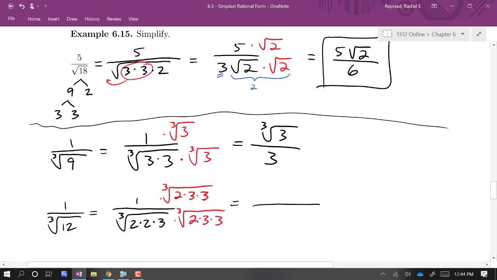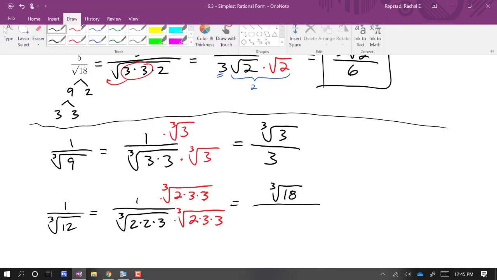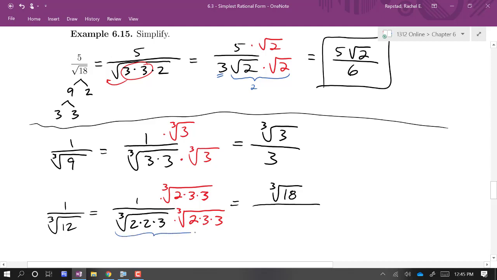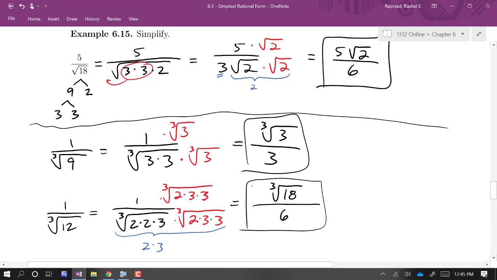So up top, 2 times 3 times 3 is 18. So I got the cube root of 18 divided by 3 times 3, let's see, I got 3 2's and 3 3's, so that's 2 times 3, or 6. So a couple of bonus examples there for if your radical is a different order.